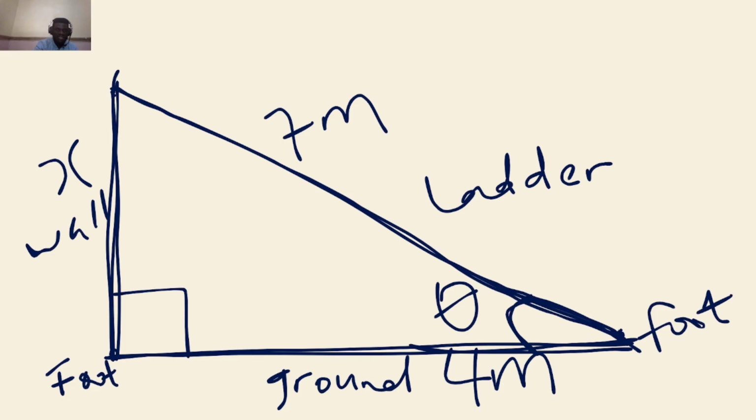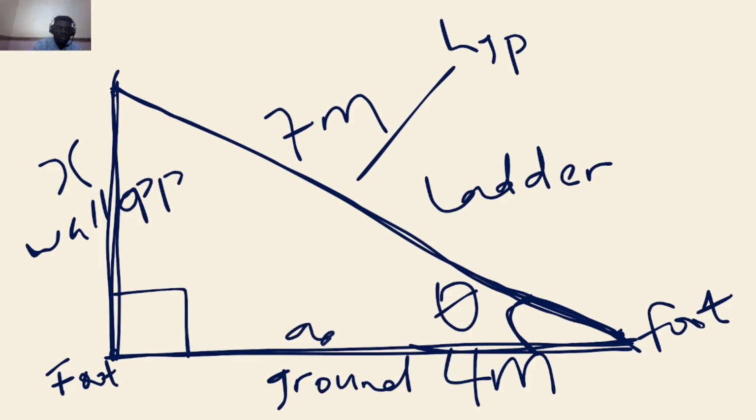Definitely this will be a right angle. Wherever vertical and horizontal lines meet, a right angle is formed. So automatically, this is going to be your hypotenuse. This is going to be your opposite. And this is going to be your adjacent.